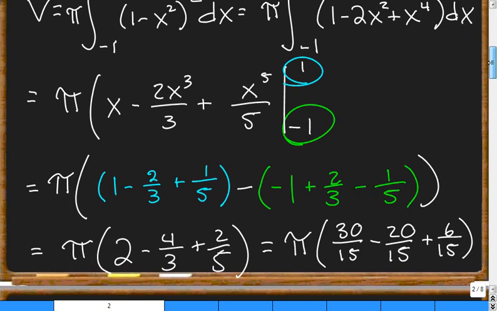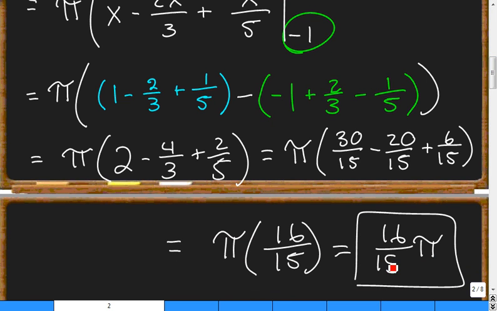And for this problem, again, once you go through and simplify, you should end up with 16/15 times pi.